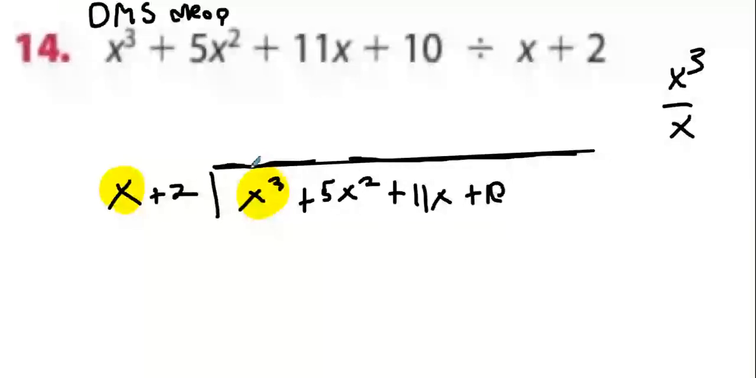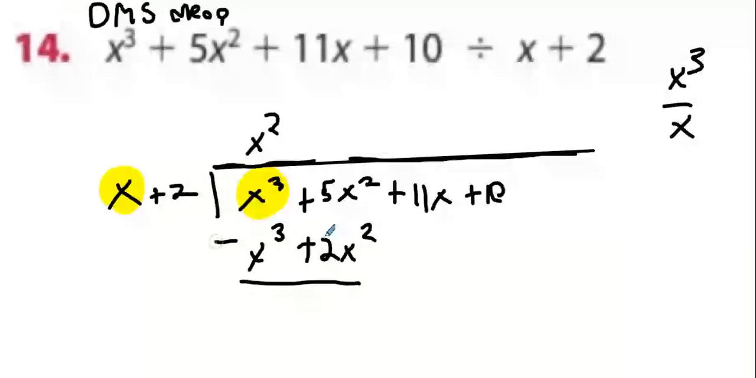So we multiply by x squared. What do we get? x times x squared, x cubed. x squared times 2. Okay, take them away, and what do we get? 3x squared. Drop the 11x then. Where's your target now? Down here, and what are we going for now?